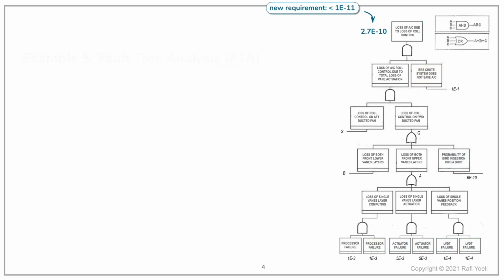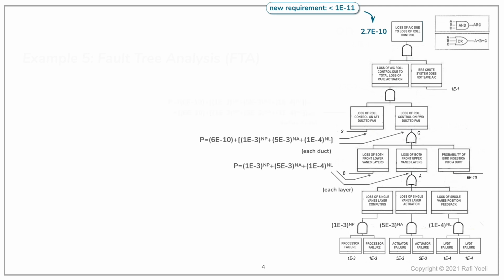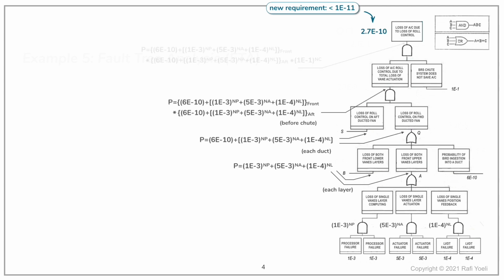Let's first write down the probability expressions for every level in our fault tree. We start at the bottom row, with the given probability of failure of processors, actuators, and LVDTs. From there, we move up, combining probabilities as explained at the beginning of this video, depending on the type of gate we are moving through. Note that the equations are in general form. So the levels of redundancy, NP, NA, and NL, are now variables for the genetic algorithm to redefine, in order to meet the new goal for the system's safety level.